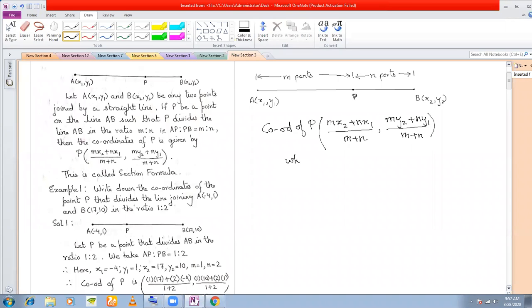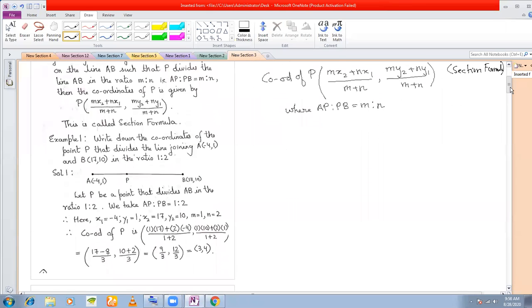where we have taken the ratio AP is to PB. This length AP is to this PB we have taken as m is to n. This is what you need to remember. This formula is called the section formula. You have to remember this formula. Let us see one application of this formula.